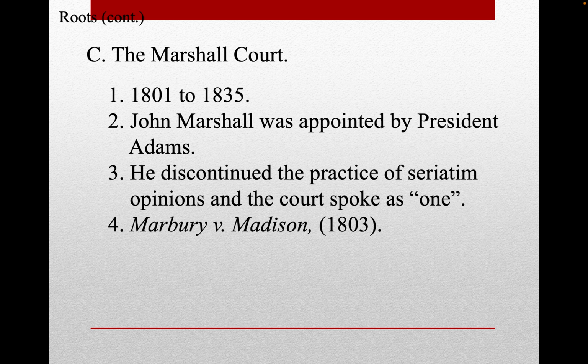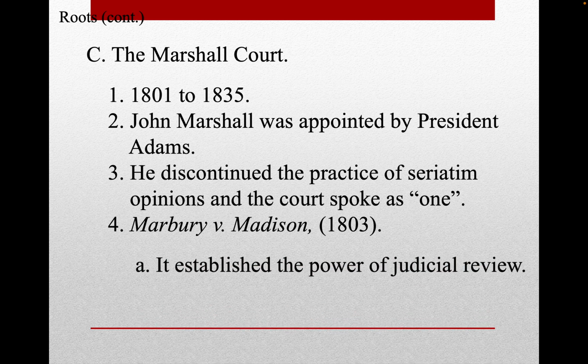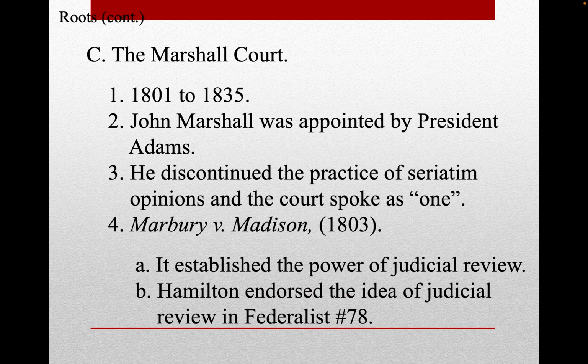Marbury versus Madison was the big case in 1803 and established the power of judicial review, and that's where the court assumed the power of declaring acts of Congress or the states as unconstitutional. The idea wasn't brand new. Alexander Hamilton had written about it in Federalist number 78. The Federalist Papers were a series of papers written to try to persuade people to support the new Constitution, eventually getting it to ratification.